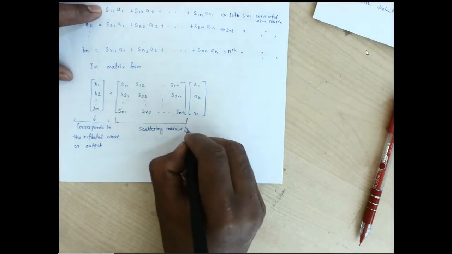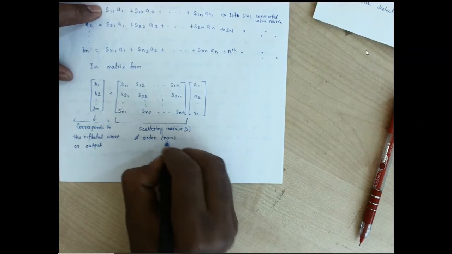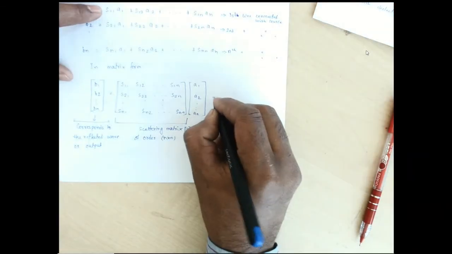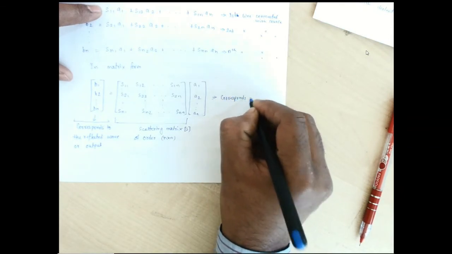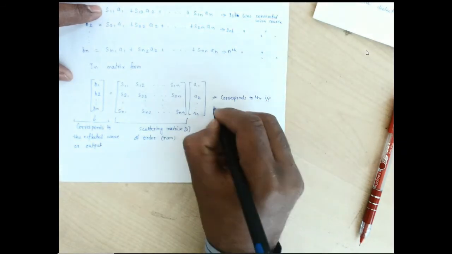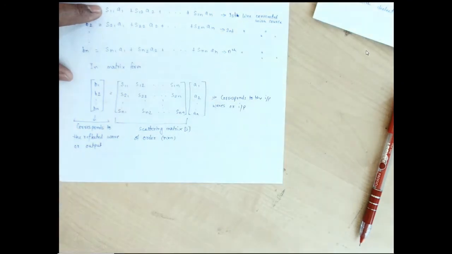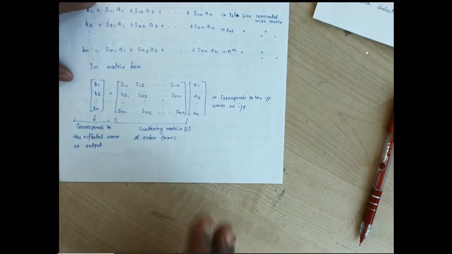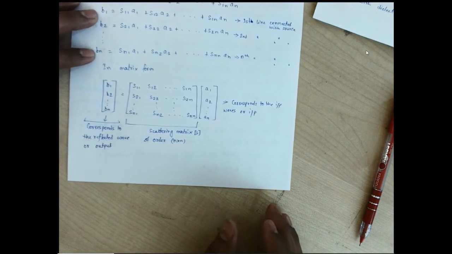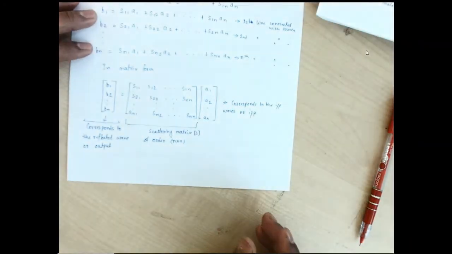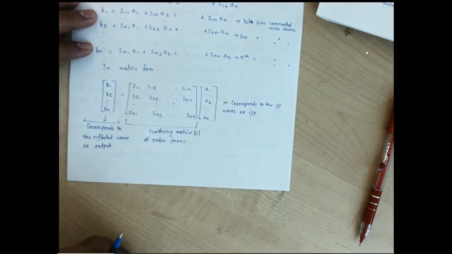Scattering matrix S of order n by n. This one corresponds to the input waves or input. Okay. So this is what the S matrix formation is, like this. Depending upon the reflection, we can have this kind of parameters on the matrix.